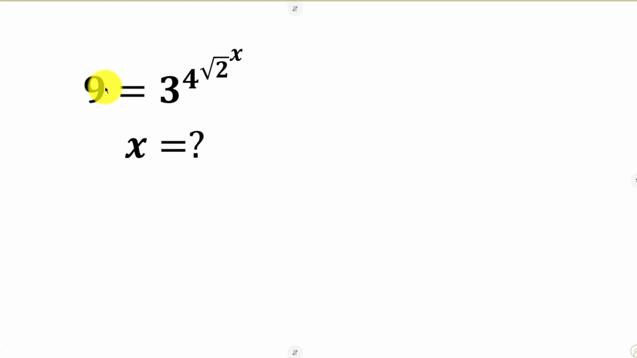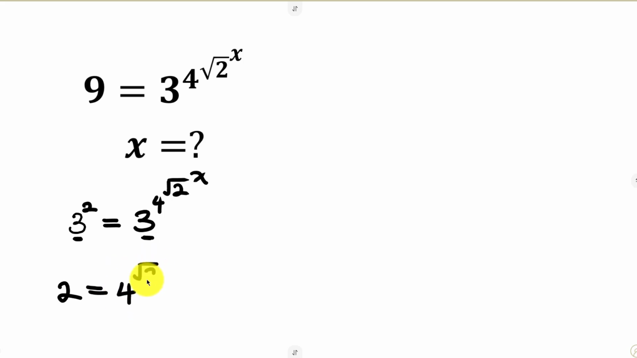I'm going to be starting with the one on the left hand side. 9 can be written as 3 squared, and this is equal to 3 to the power of 4 raised to the power of 2 raised to the power of x. Now we see that the base on the left and the base on the right are the same, so we can equate their powers. So the power on the left is 2. This is equal to the power on the right hand side. We have 4 raised to the power of 2 raised to the power of x.